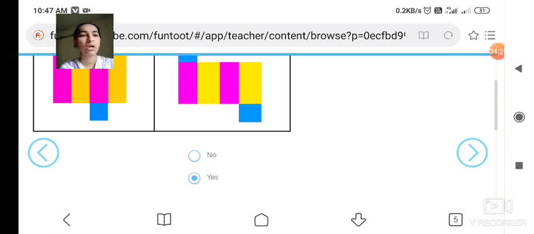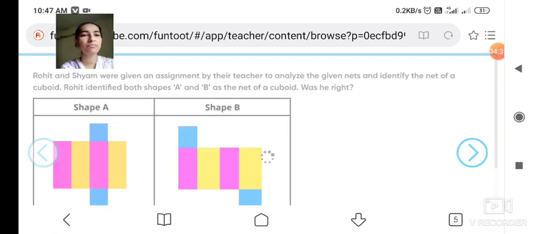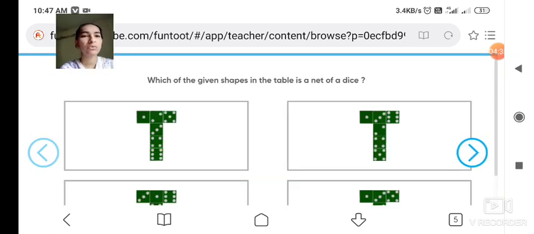Okay students, now let's take one more example. Which of the given shapes in the table is a net of a dice? Now everyone knows what a dice is. We are playing with a dice. On that dice numbers are there, and we know that the numbers on opposite faces have the sum 7. That means opposite to 1 will be 6. 6 plus 1 is 7. Opposite to 4, 3 is there.